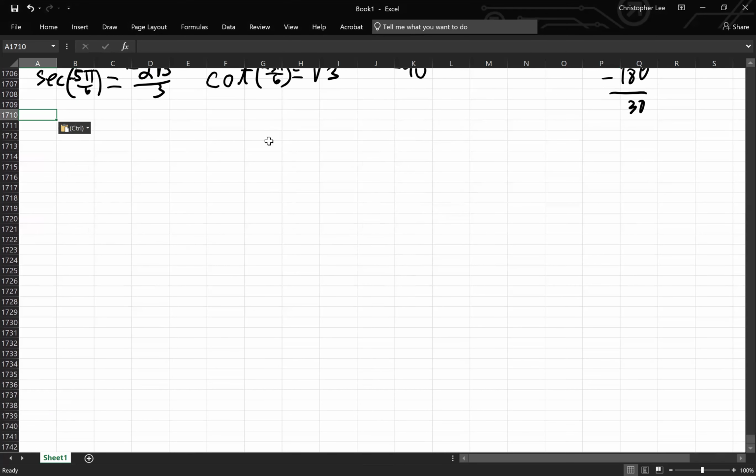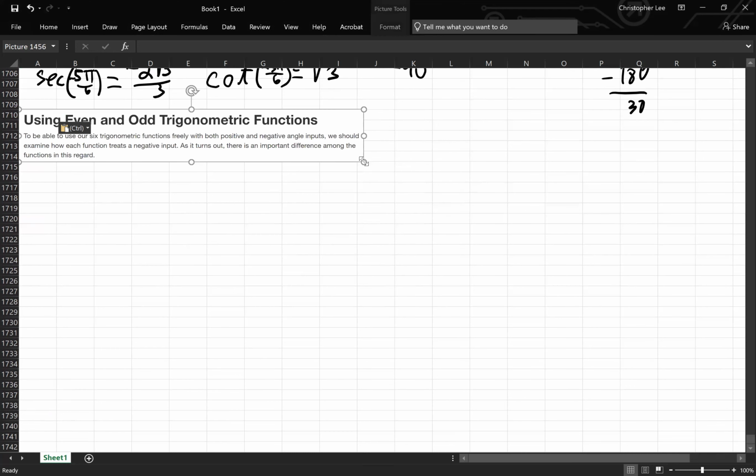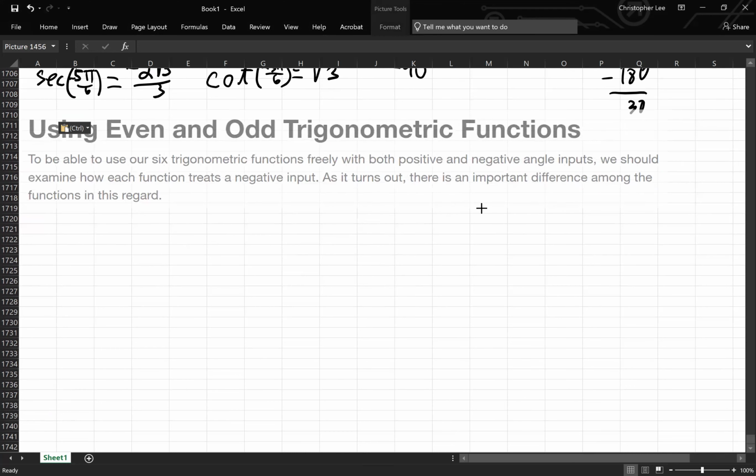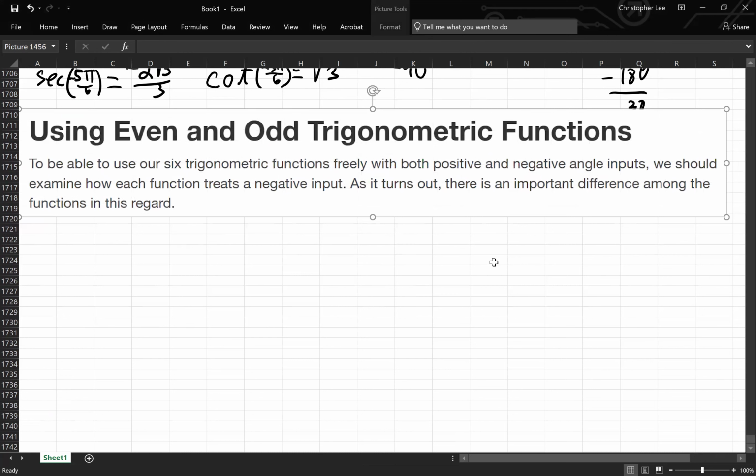So check this out. So now we're going to talk about using even and odd trigonometric functions, all right? So to be able to use our 6 trigonometric functions freely with both positive and negative angle inputs, we should examine how each function treats a negative input. As it turns out, there is an important difference among the functions in this regard, all right?